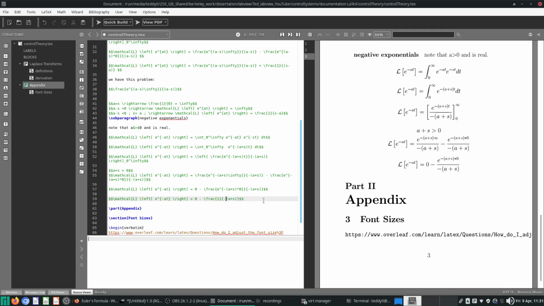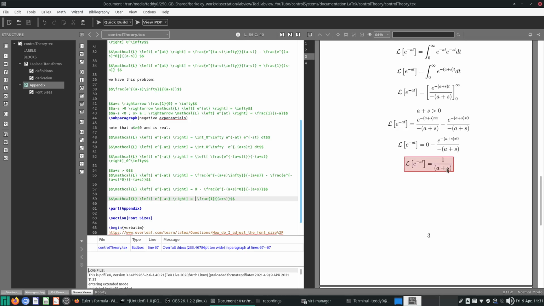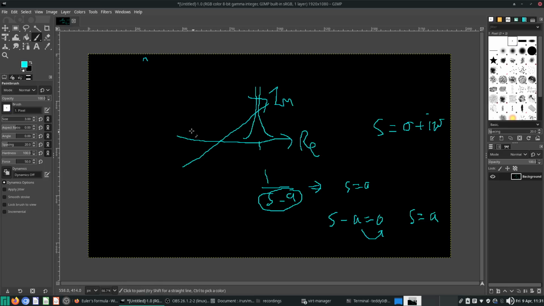Anyway, long and short, the summary is this: Laplace transform of negative exponentials, as long as a plus s is more than 0, will be this. Okay, 1 over a plus s. Very, very neat, very easy. And if you actually plot it out on the s-plane, your poles will be over here.